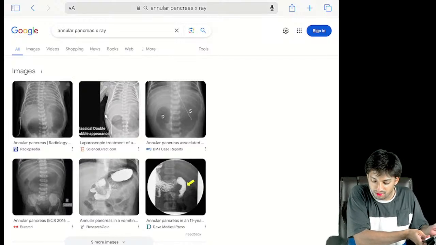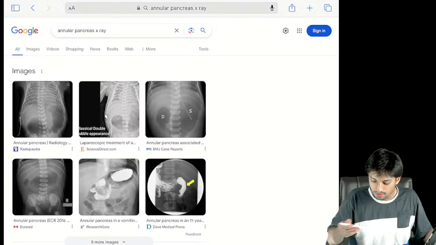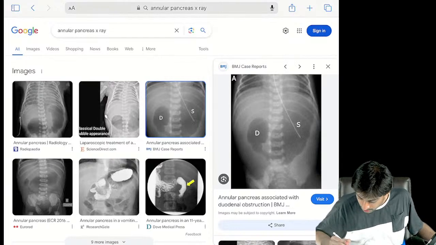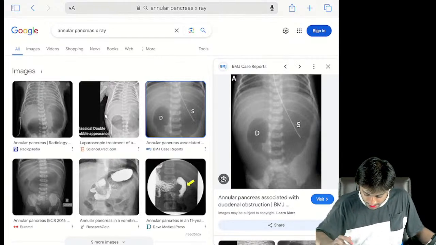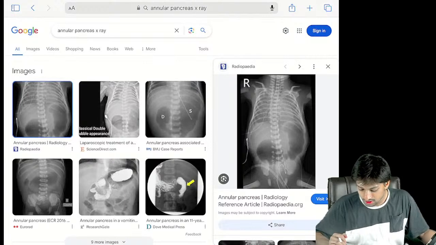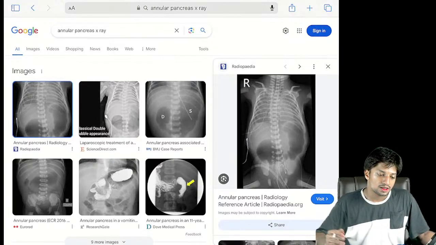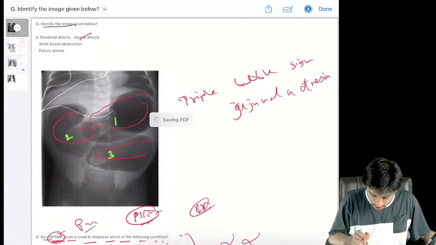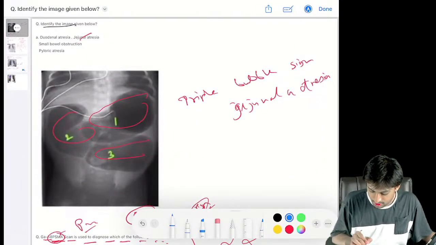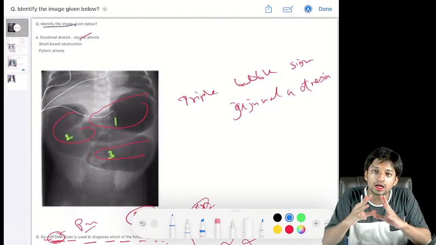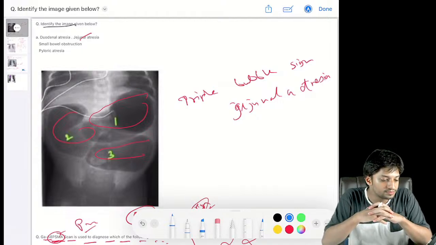Yes, Shubham, triple bubble you already told. Just look, Dr. Shubham, for your doubt clearance. Can you look here at the annular pancreas X-ray? And jejunal atresia is very different. Clear cut triple bubble sign you can see. We have shown you in the notes here. Clear cut triple bubble sign is present. So I don't know how you are getting confused. Are you clear now, Dr. Shubham?